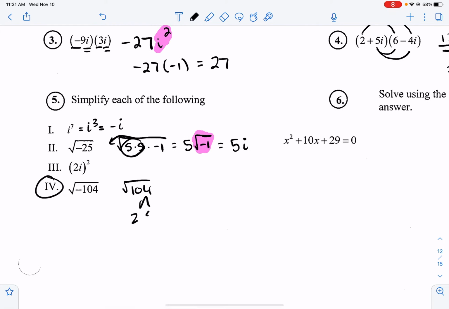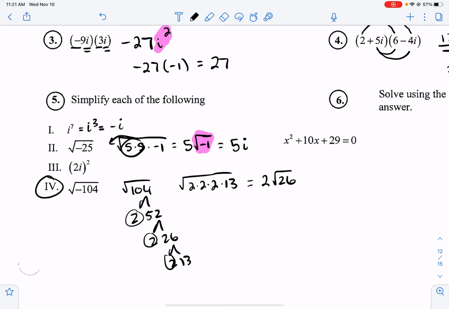Well, that's 2 times 52, which is 2 times 26, which is 2 times 13, and that's as much as it's going to simplify. So that becomes the square root of 2 times 2 times 2 times 13, which becomes 2 root 26. But it wasn't a positive 104. It was a negative 104.